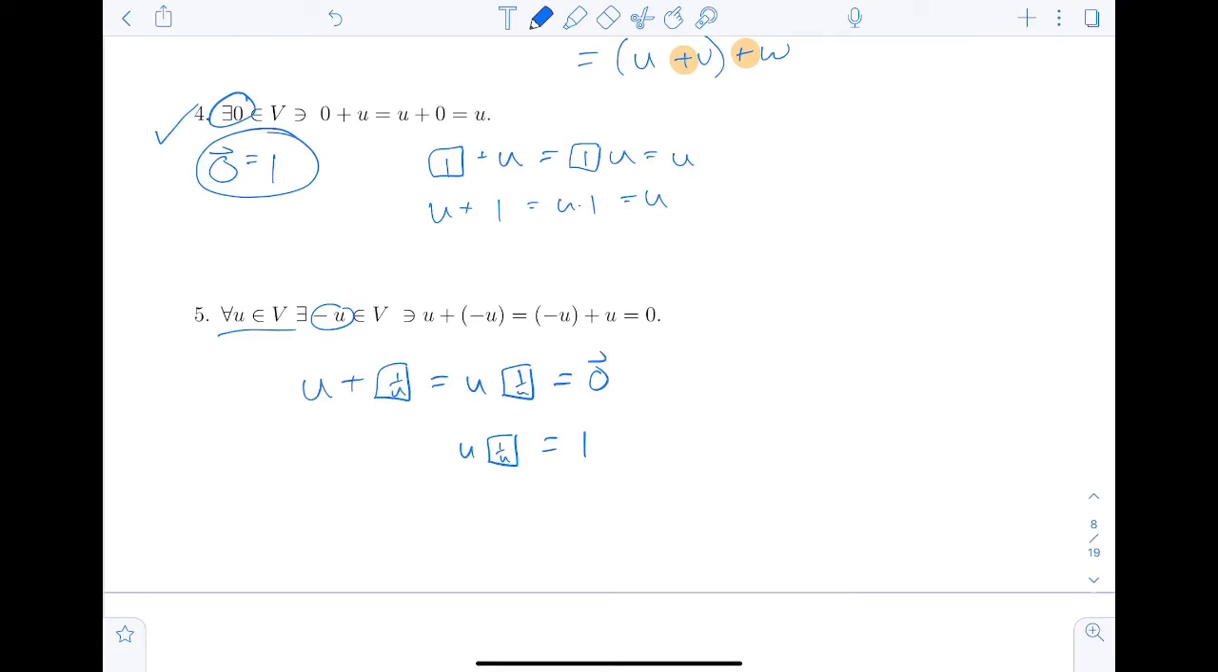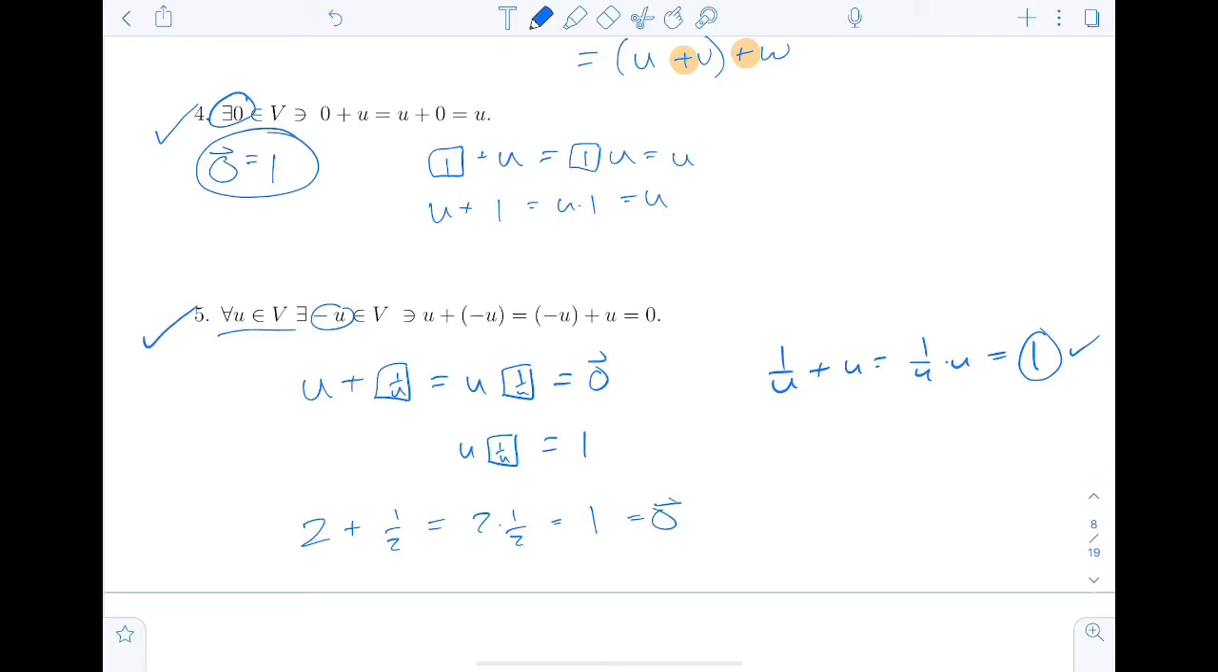So u plus 1 over u is 1, right? How about 1 over u plus u? Well, that's 1 over u times u, which is 1, which is the 0 vector, okay? So let's just pick some numbers here. 2 plus 1/2 is 2 times 1/2, which is 1, which is the 0 vector. So this thing is the additive inverse of that one.